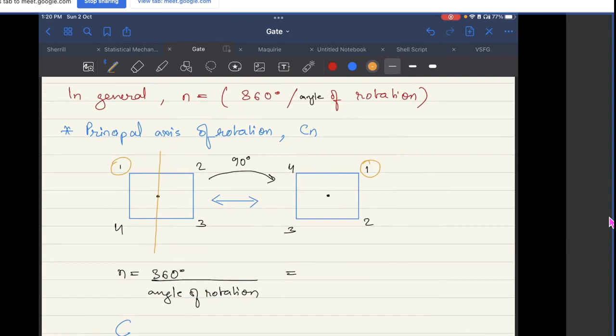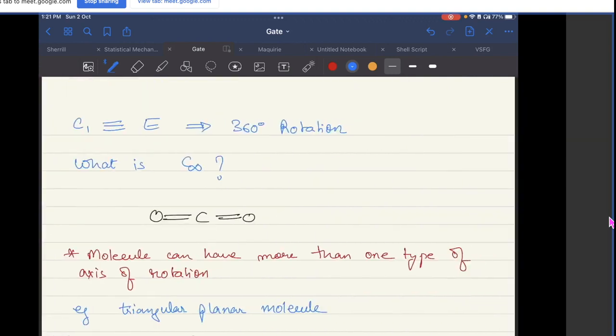After 4 rotations, my n will be 360 divided by the angle of rotation, which is 90, so it will be 4. So this axis of rotation will be denoted as C4. This is my principal axis, the axis of rotation C4 here. Now again, you might ask me what is C1, because I have not talked about n equal to 1. In n equal to 1 order, you are doing a full rotation.